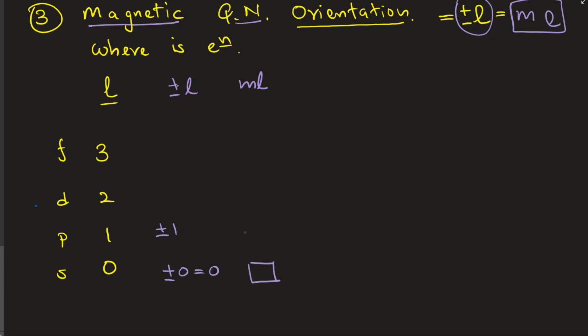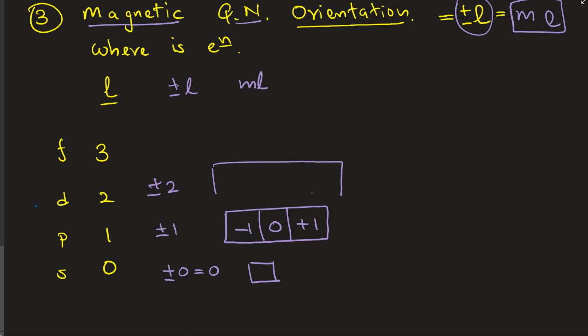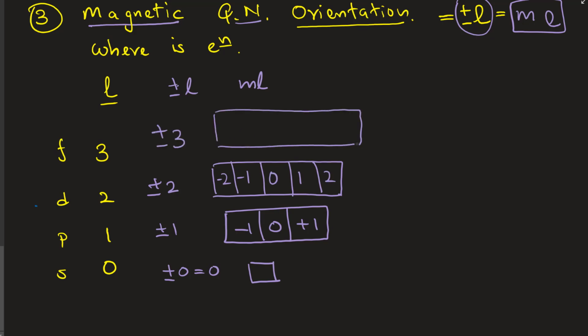0 plus or minus is still 0. It's just a little box. And 1 plus or minus is minus 1, 0, plus 1. This actually has 3 boxes. Now, plus or minus 2 is minus 2, minus 1, 0, 1, 2. So this has 5 boxes. Now, plus or minus 3, the F, is minus 3, minus 2, minus 1, 0, 1, 2, 3. This has 7 boxes. Now, this will make more sense when we go further, right?